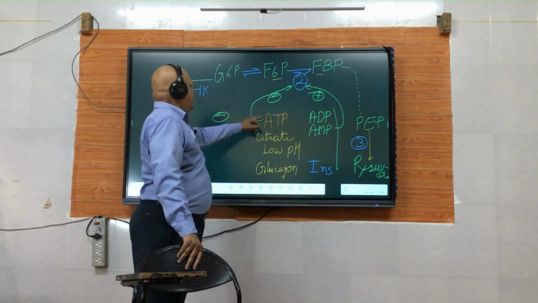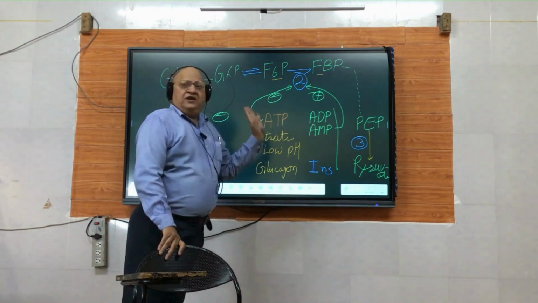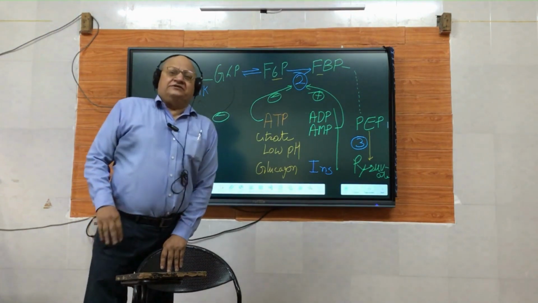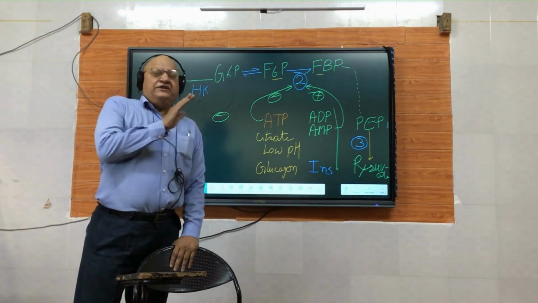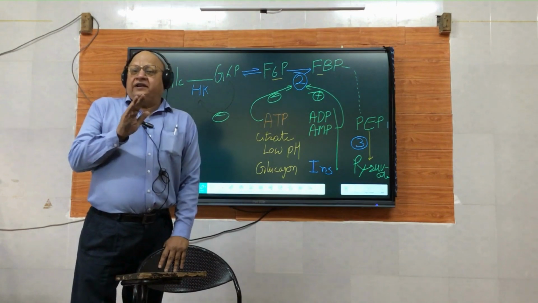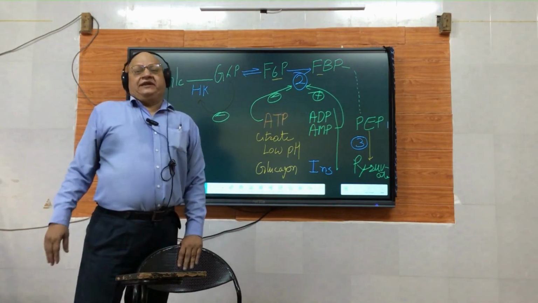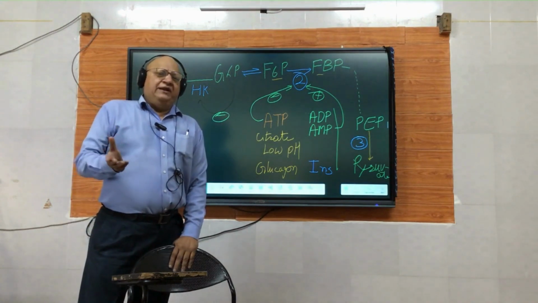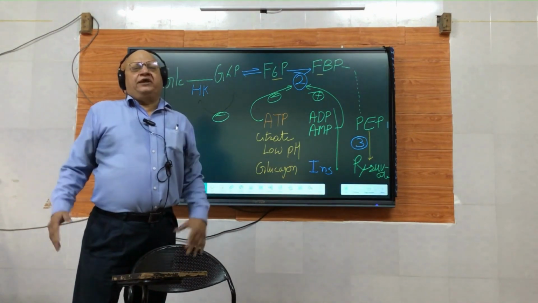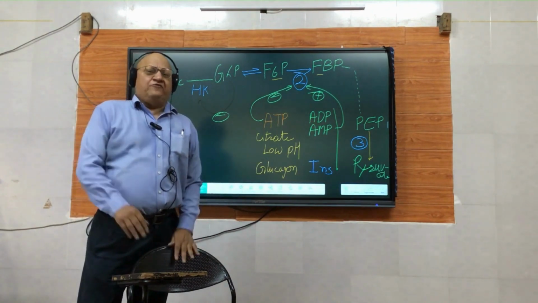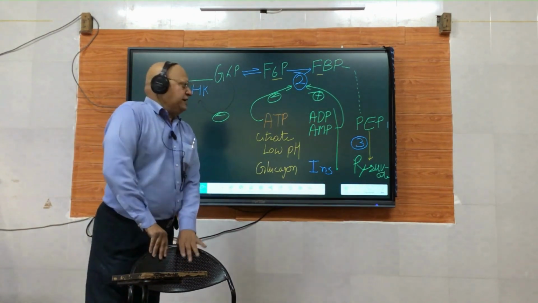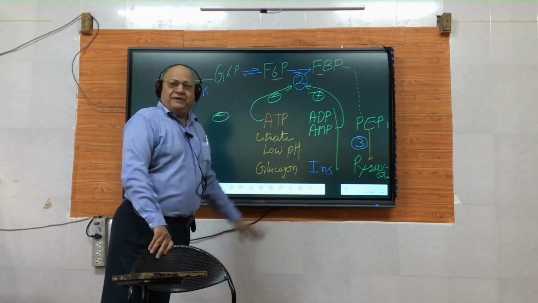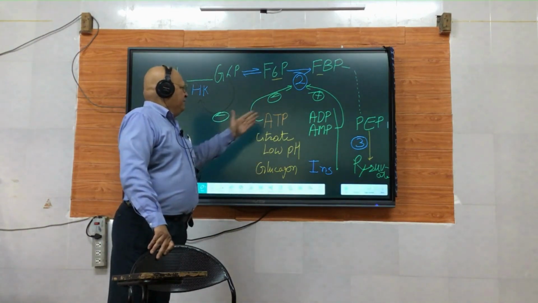So, phosphofructokinase, we are going to talk in detail now. ATP, an inhibitor of the pathway, you can very easily understand. Glycolysis is an ATP generating pathway. It generates ATP. And if ATP is already present in the cell, then there is no need for glycolysis to proceed. And that explains why glycolysis is inhibited by ATP.